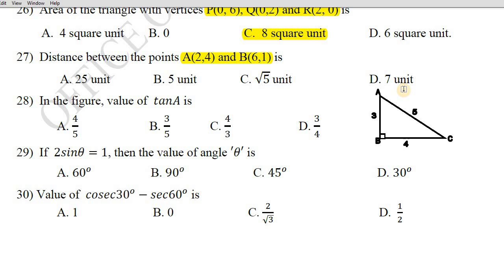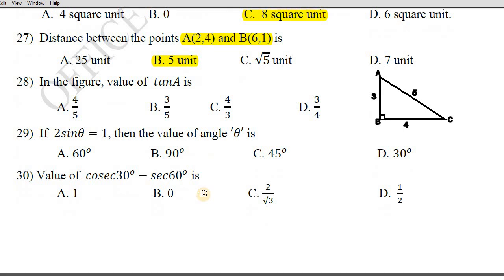This formula can be written like this also: root over (x1 minus x2) whole square plus (y1 minus y2) whole square. However we write it, substitute these values in the formula, children, and it gives the answer as 5 units. So option B is right.